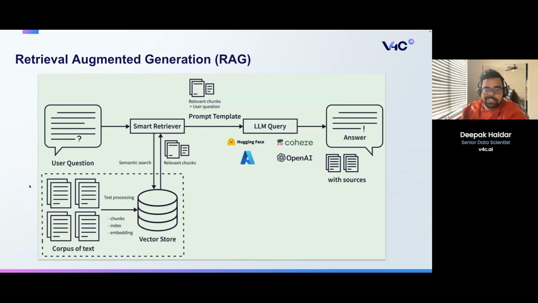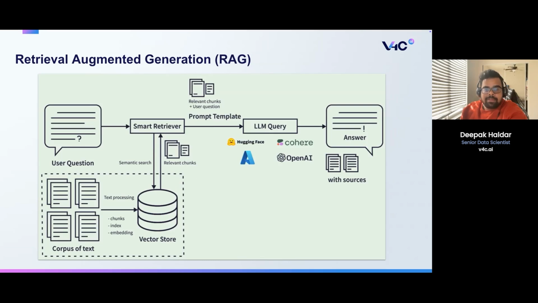A vector store is a specialized database optimized for semantic search. It allows the system to efficiently retrieve information that is contextually similar to the user's query. So when a user submits a question, the vector store helps identify the most relevant chunks of the text based on the semantic similarity.